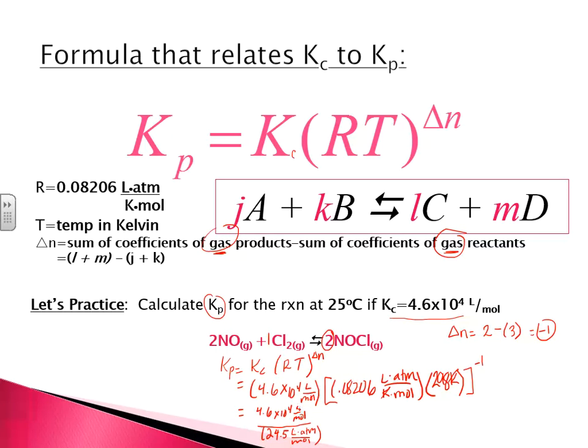Now look at your units. The liter per mole cancels with the liters per mole here. And so our final unit is going to be like 1 over 1 over atmospheres, which is just atmospheres, which it should be because we're talking about pressures. So you got 4.6 times 10 to the 4th divided by that 24.5. And that's going to give me, I'm going to round this to 2 sig figs, 1900 atmospheres. All right, I did not clear my calculator, by the way.